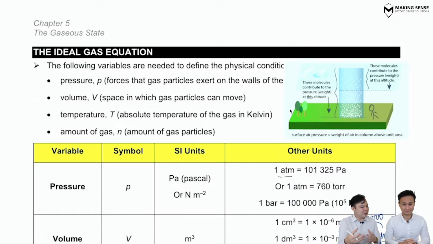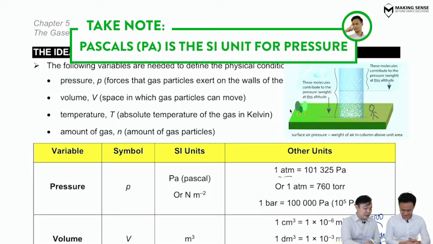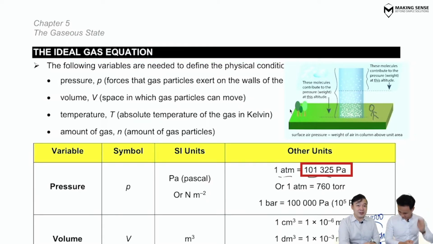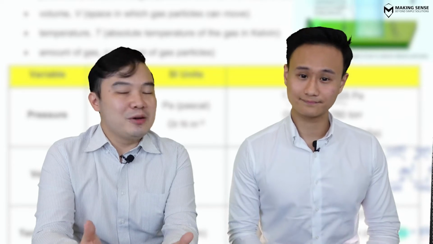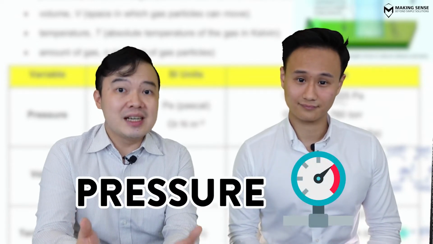So in general, 1 atm is a unit for pressure. But normally we don't really use atm as a unit. What do we use? We use pascals. So we're going to have this conversion over here, 101325. Now this number you don't have to memorize because it's going to be part of the data booklet. Mr. Tim, can you share with me a little bit more about pressure in the chemistry sense?